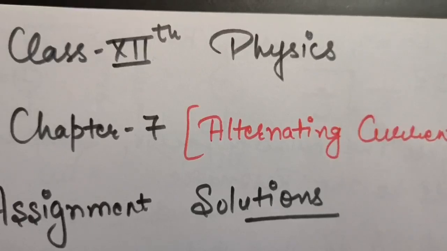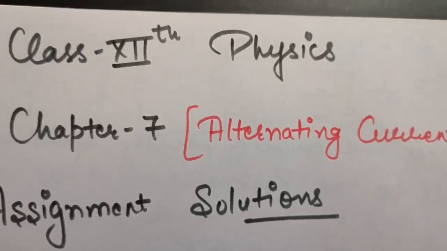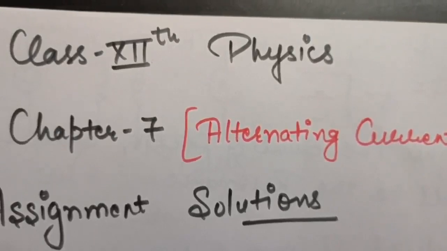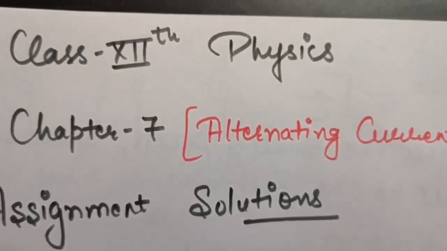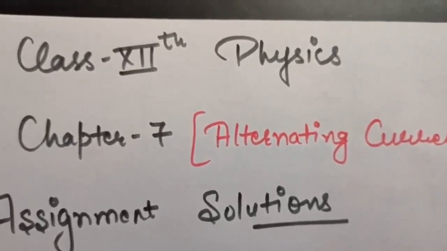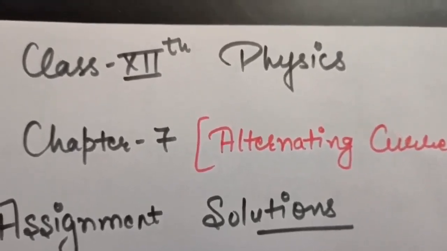Good morning, students. So this is class 11th physics, chapter number 7, alternating current. In this lecture, I'll be discussing the solution of the assignment that was given to you in the last lecture. So let us begin with the first question.